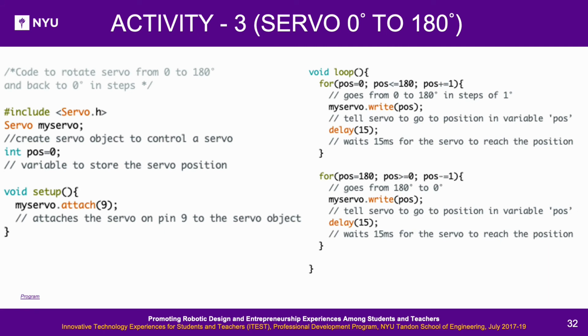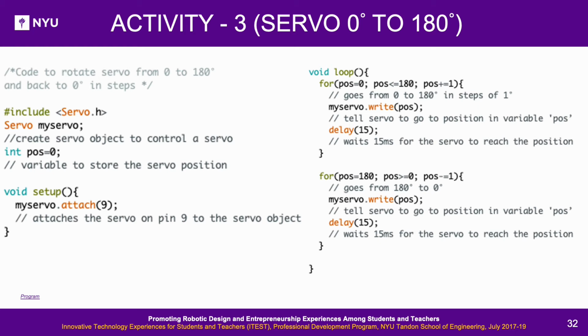Activity 3. The first line of the program is to include the servo library. The second line creates a servo object named myServo. Then, an integer-type variable named pos is declared and initialized to 0. In the setup, pin 9 is attached to the servo object created.